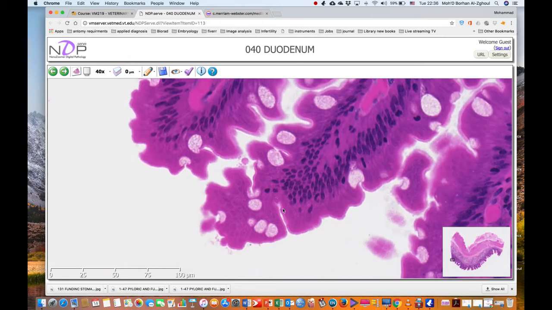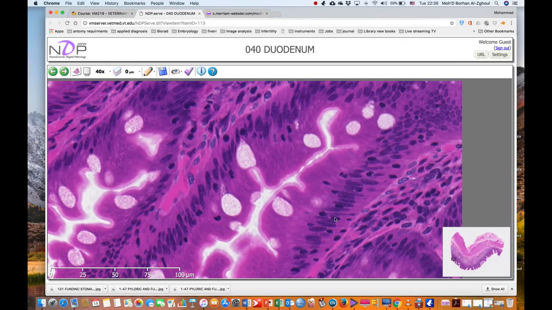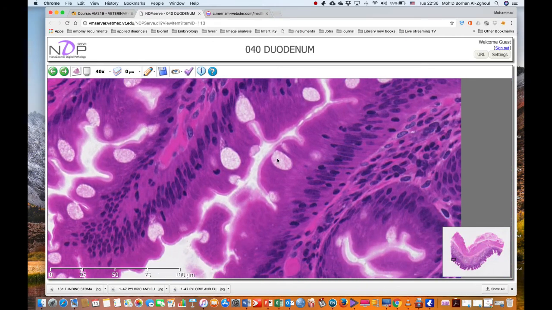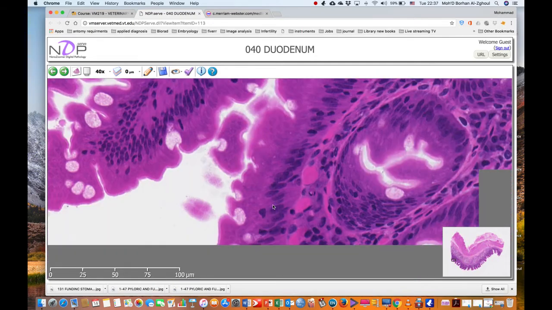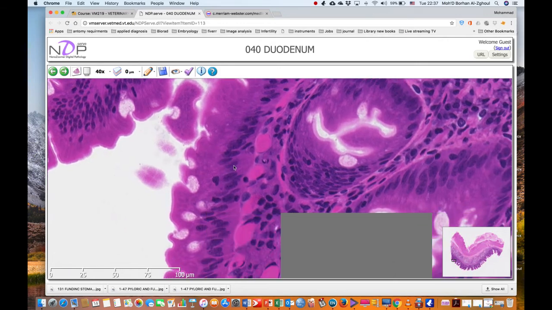Only these microvilli, we can see them in the simple columnar cells, the absorptive cells, whereas in the goblet cells there is no microvilli. These microvilli are responsible for absorption. These are the simple columnar cells. The other name for them is the enterocyte.